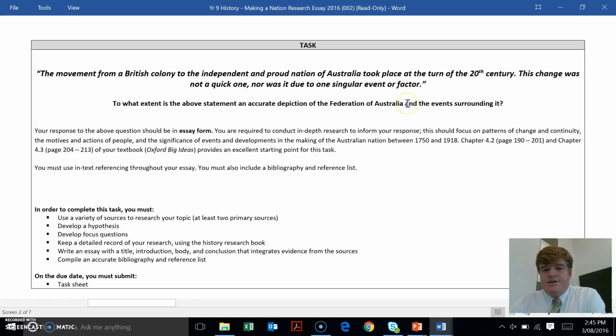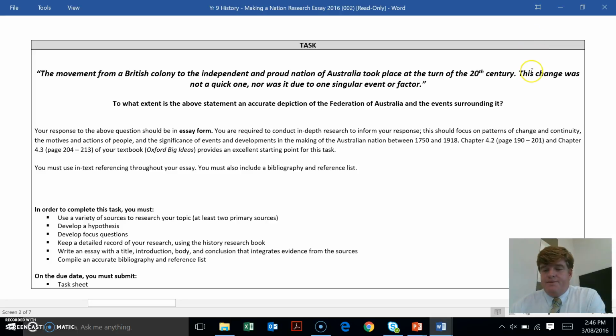So, the question is, to what extent is the above statement an accurate depiction of the Federation of Australia and the events surrounding it? So, to what extent do you agree with the statement that change from becoming a colony to the proud nation of Australia was not a quick one, and that it was due to more than one event or factor? And you can argue, of course, across a continuum.